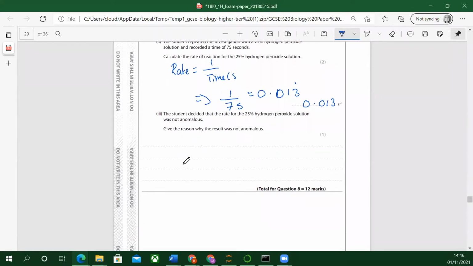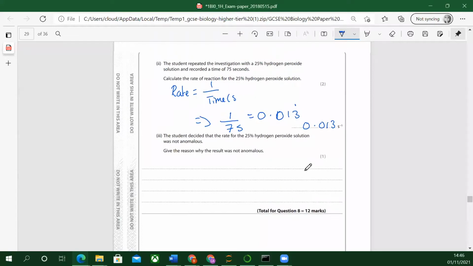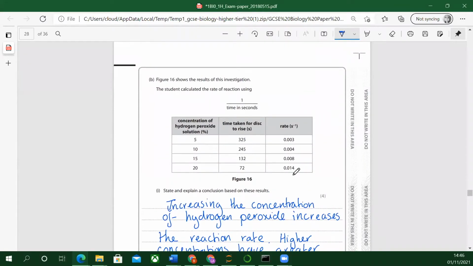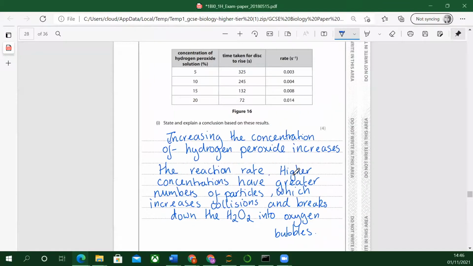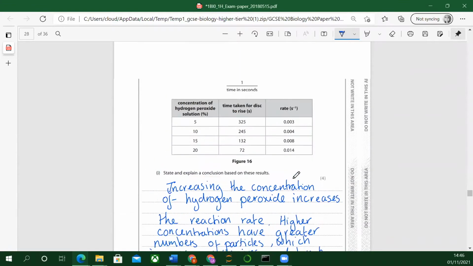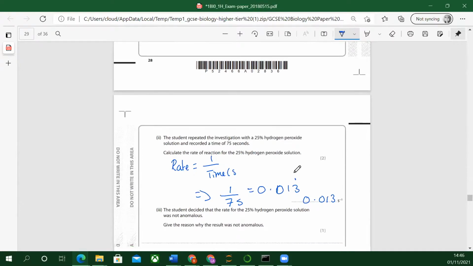The student decided that the rate for the 25% hydrogen peroxide solution was not anomalous. Give the reason why the result was not anomalous. Okay, so let's have a look at what the other results were. So the rate didn't really go up that much, is what that's saying. Watching everything, it went down a little bit. So that's why I thought it was anomalous. We need to look at the other results for that one.